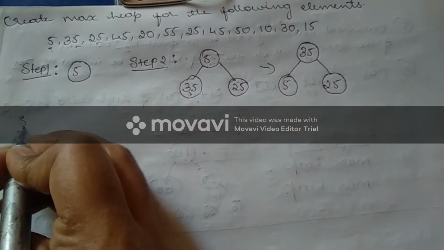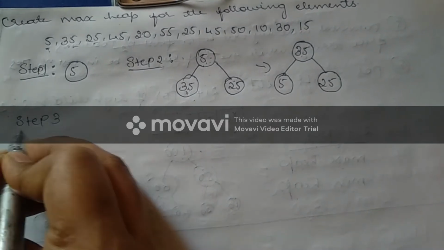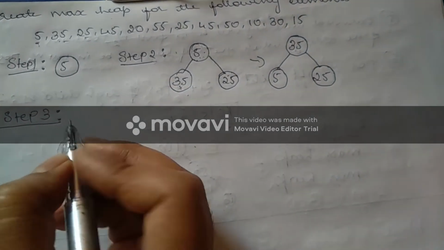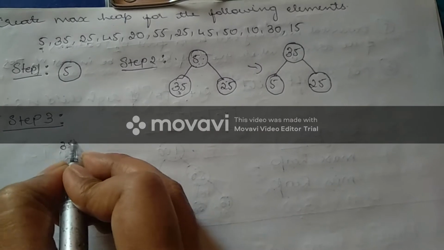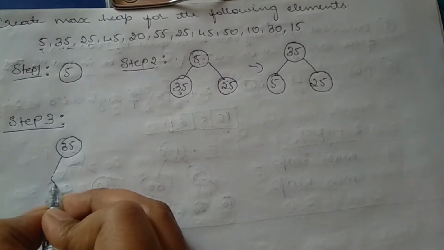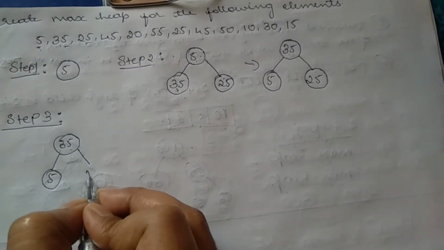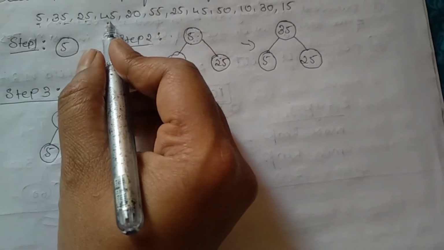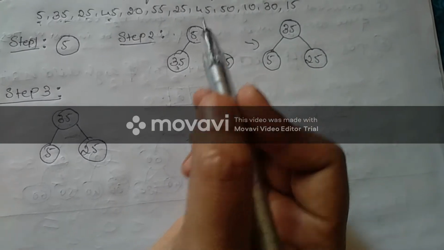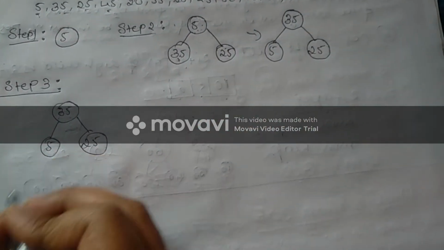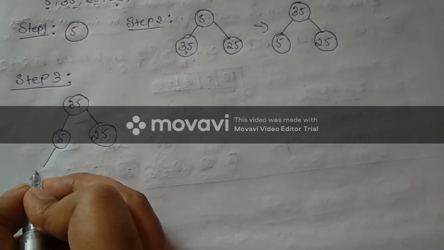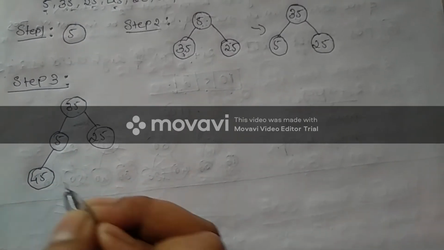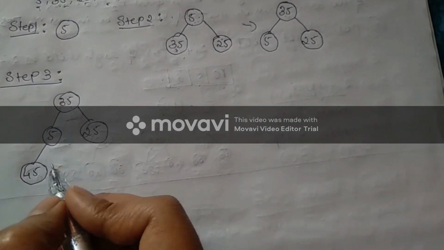Next, I'll go for step 3. In step 3, what do you have to do? First you have to write the tree as it is, 35, 5 and then 25. The next element you have here is 45. Where do you have to place this 45? Again you have to come from left to right. So towards left of 5 I have to place 45. And here straight away I cannot just transfer 45 and 35. Step by step you have to do.